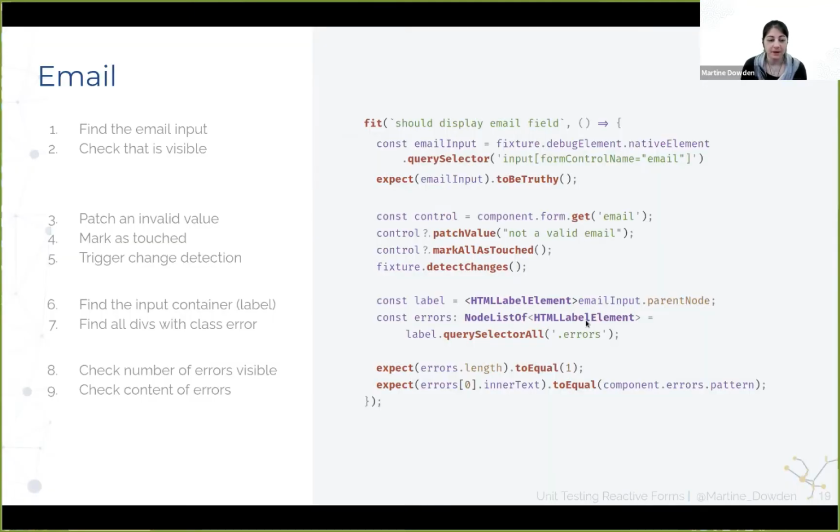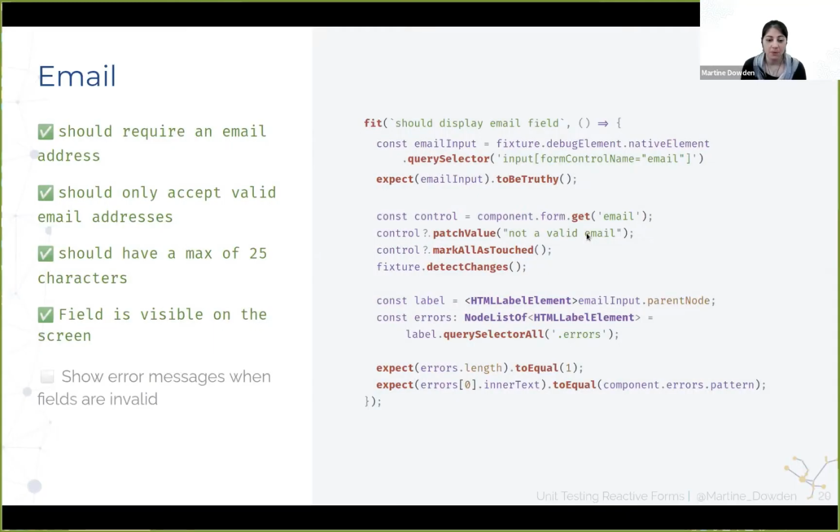And so from there, altogether, we find the input, we check that it's visible, we patch a value, we mark it as touched, we trigger the change detection, patch the input, marking it as whatever the case might be if we need to, and then triggering change detection is kind of the crux of almost every test related to reactive forms. You're going to be doing this a lot. Then we find the input container, which is our label. We make sure that we find all of the divs with errors, and then we can check the number of visibles and the content of said errors based on whatever value we passed in to the email address.